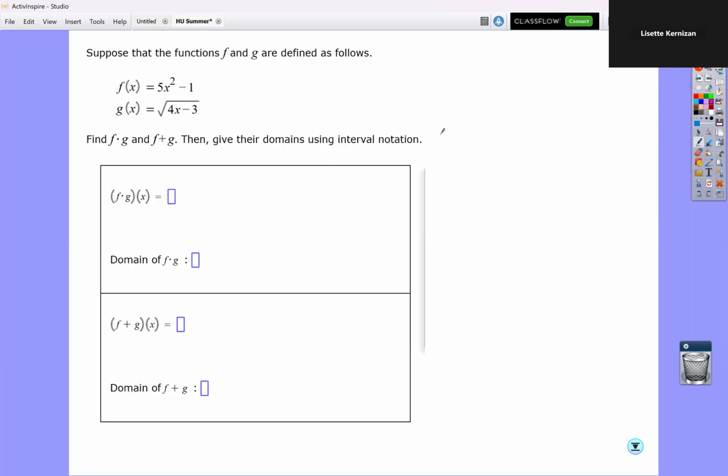It says suppose that the functions f and g of x are defined as follows. F of x is 5x squared minus 1, and g of x is the square root of 4x minus 3. So they want you to multiply f times g of x and then tell the domain, and then the same thing for f plus g of x. So for the first one, we're just going to say 5x squared minus 1 times the square root of 4x minus 3. Nothing you could do here.